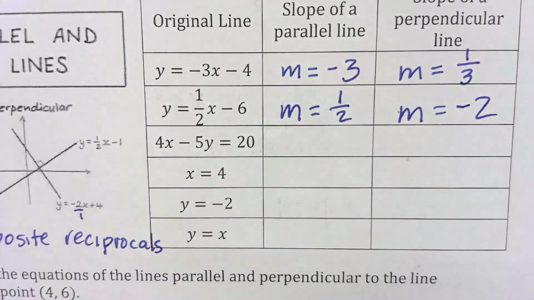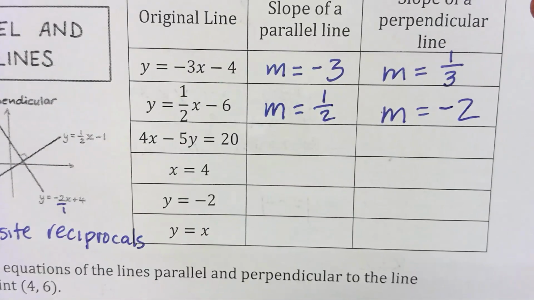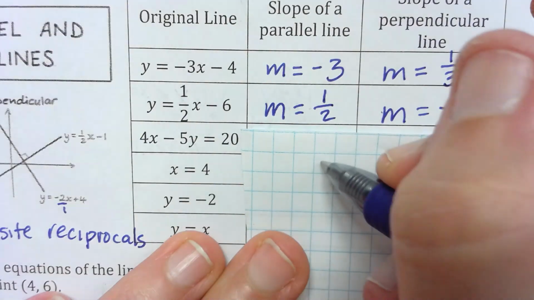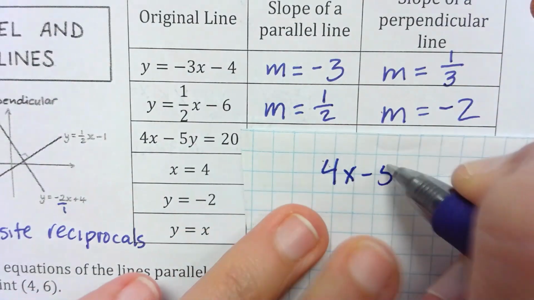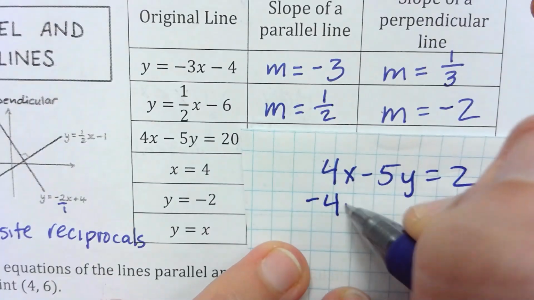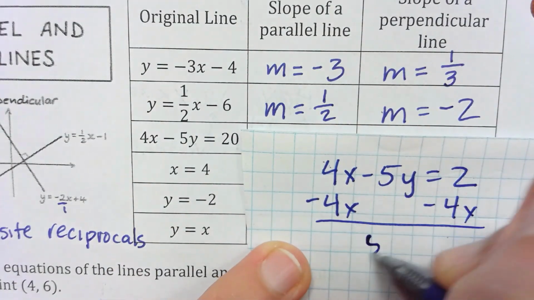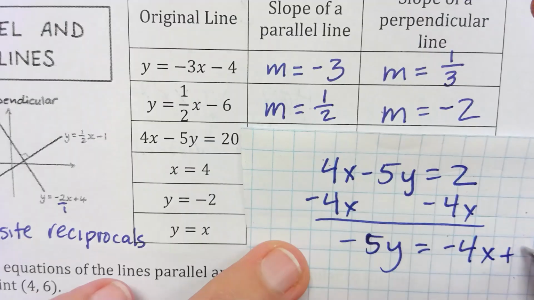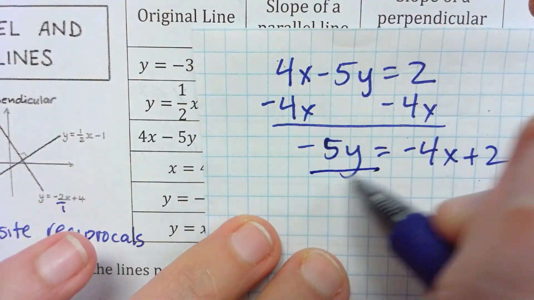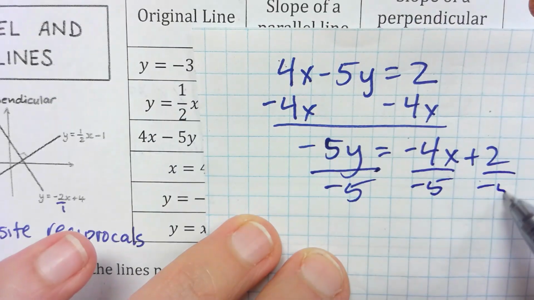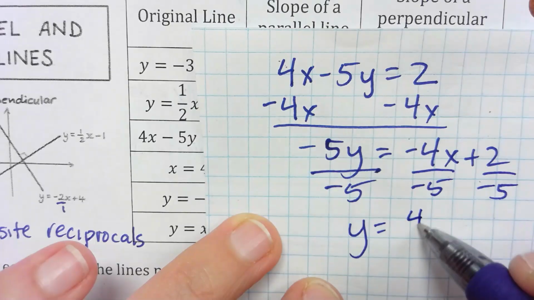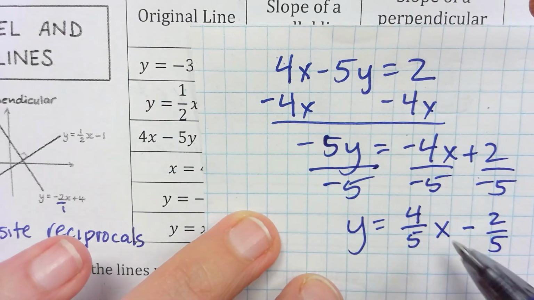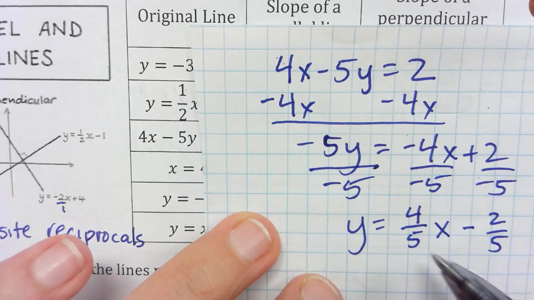Now this next one's kind of a pain because it's written in standard form and I want it in slope-intercept form. So the first thing that I really have to do is switch it to slope-intercept form. -4x, -4x. I'm isolating the y here. Divide by -5, -5, -5. We did this on the front page. Okay. There's the equation. Once I switched it, it's 4/5 x minus 2/5.